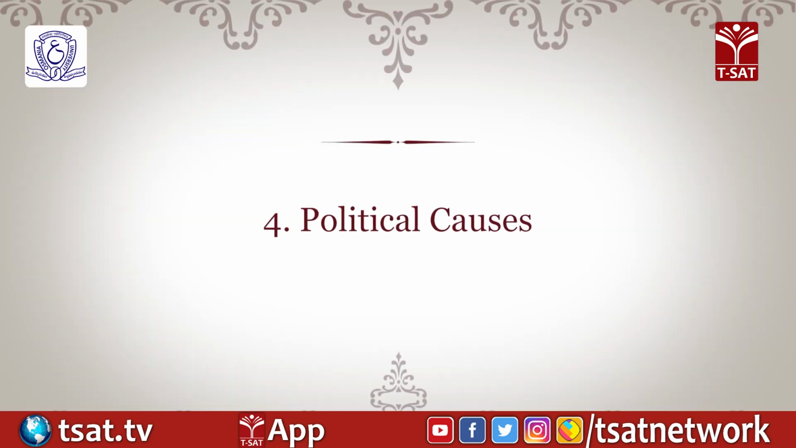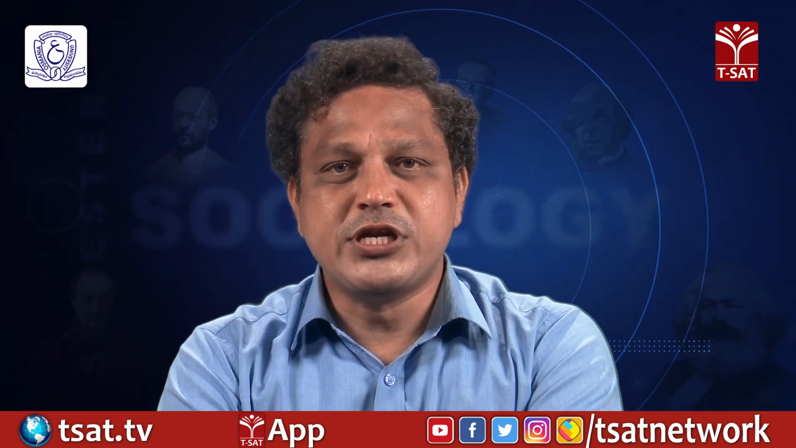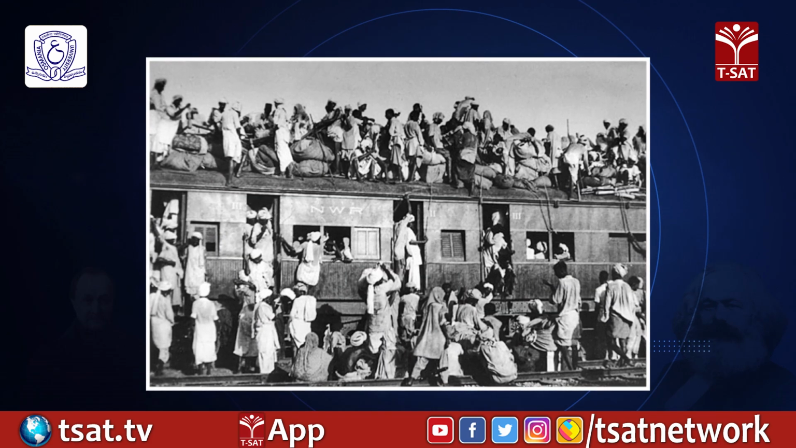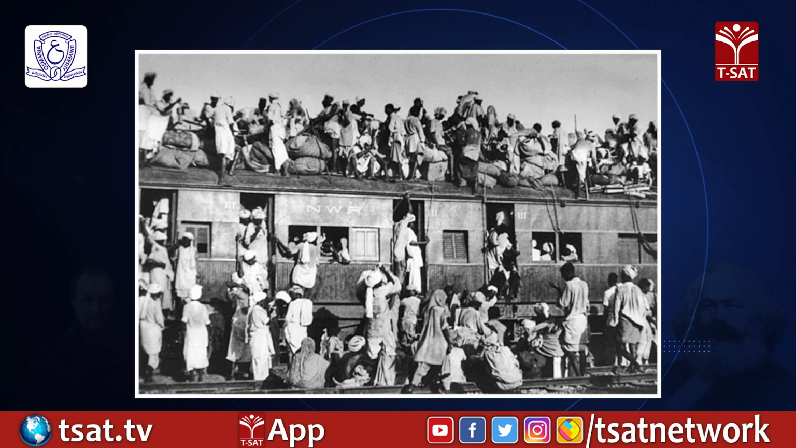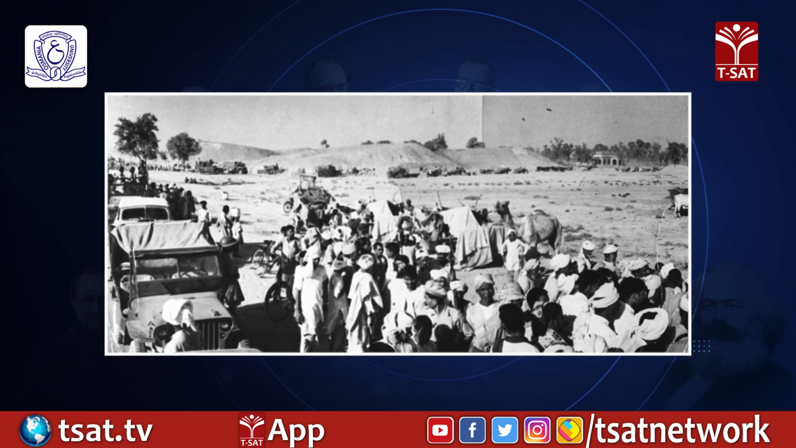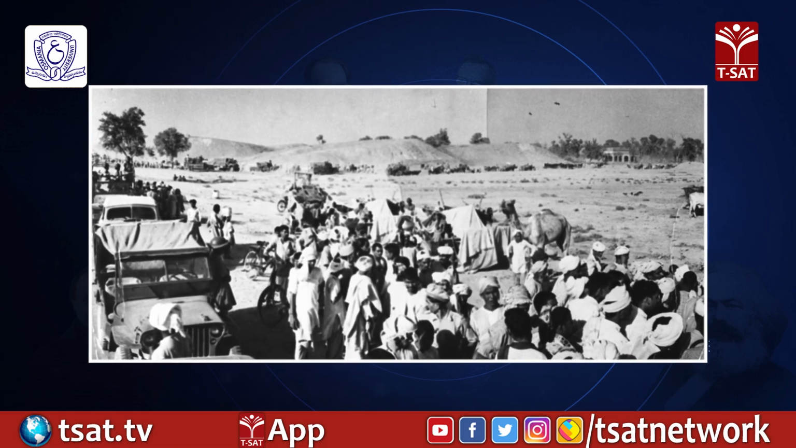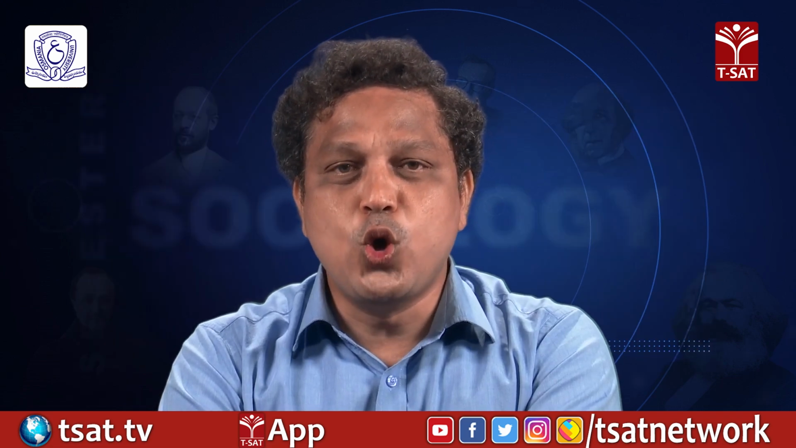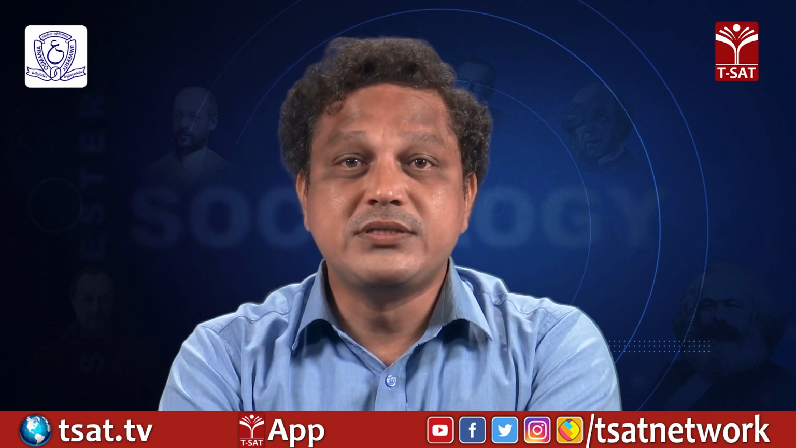The next one is political causes. Migration is affected by the political upheaval in the country. With the invasion of Muslims and during the process of colonization, thousands of Muslims and Britishers have migrated to India. The government policies may or may not be favorable for migration. Some governments, for example, UK, Germany, France and so on, discouraged immigration, whereas some countries, for example, Denmark, Ireland and so on, offer incentives to encourage migration.